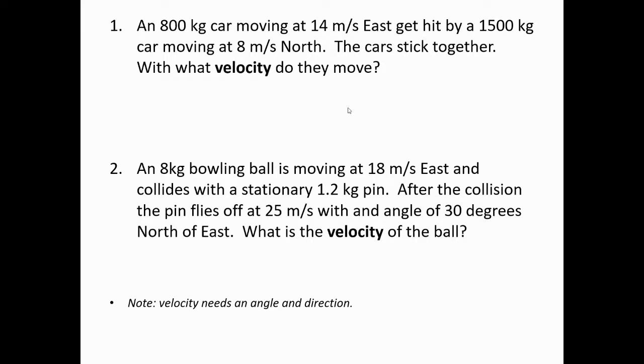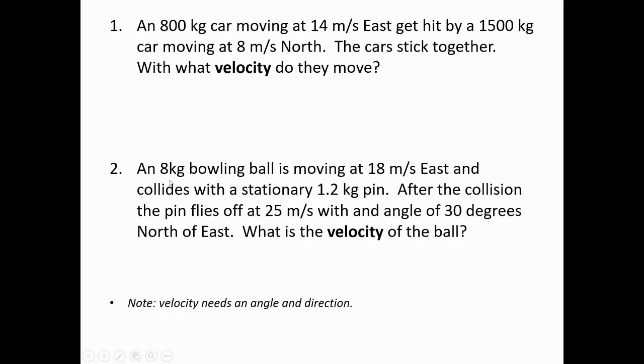Your Y is the same thing: m1v1 plus m2v2 equals (m1 plus m2)v. This is 0 because it's going east, it's not going north. And then this one is 1500 and moving at 8, equals 800 plus 1500 times Vy. So you solve for Vy here, and now you have your Vy and your Vx. You do the Pythagorean theorem. If you want the angle, you do inverse tangent of y over x.